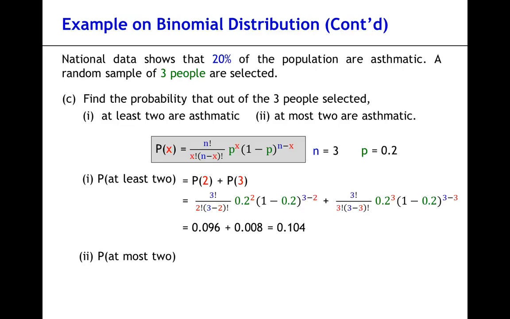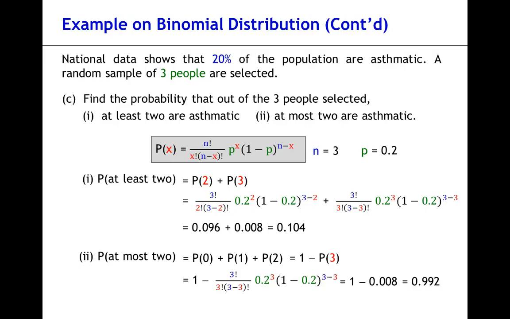In part C2, we need the probability that at most 2 are asthmatic. At most 2 means we want a maximum of 2. That means we could have 0 asthmatic, or 1 asthmatic, or 2 asthmatics. That's a lot of cases. To get around it, we take the total possible outcomes, which has a maximum probability of 1, and minus out the one case that we don't want, which is the probability of 3 asthmatics. Substitute x equal to 3 into the binomial formula, and we should get 0.992 as the answer.